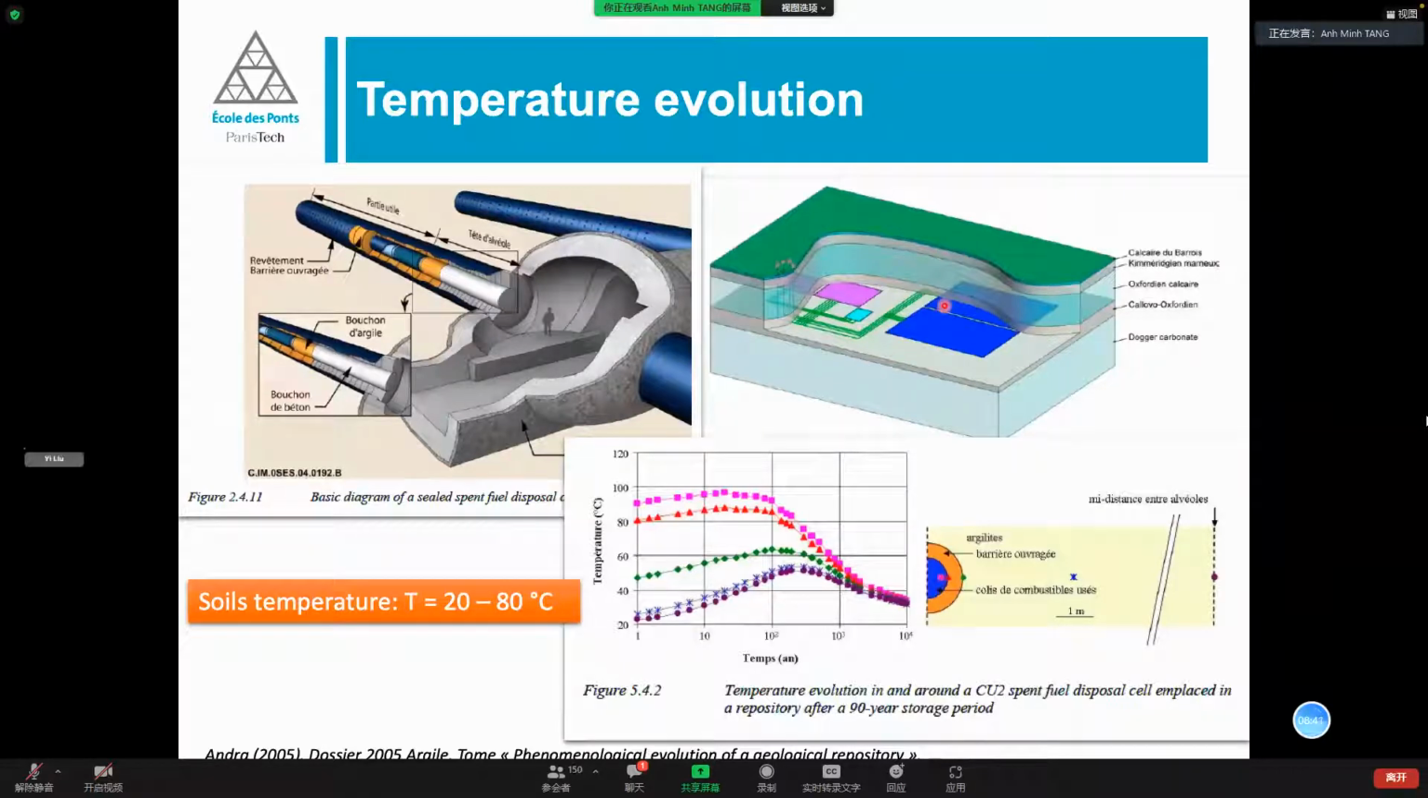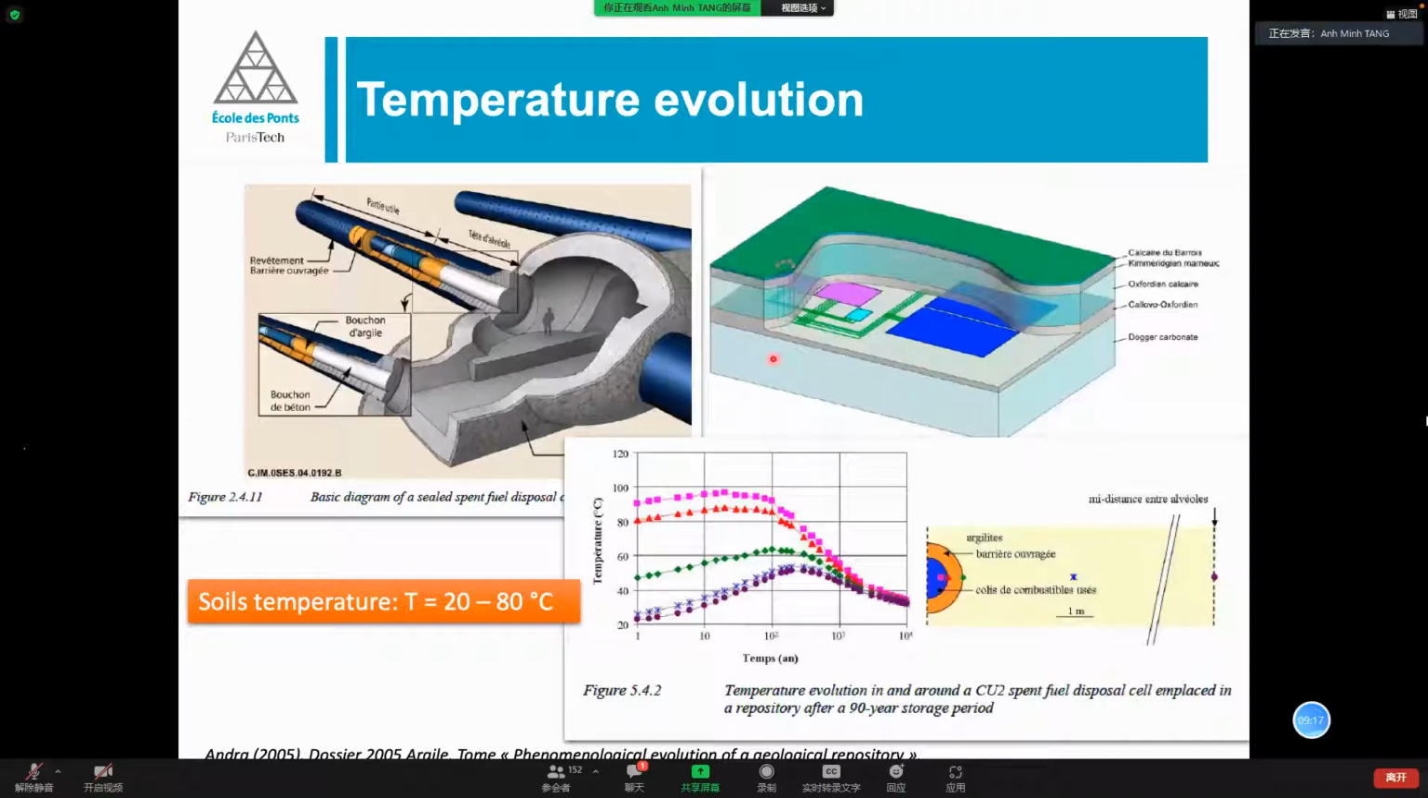The idea is that in France, but also in other countries in Europe, and also I think in China, people are looking at how to store the radioactive waste in the ground. The concept in France is that we choose a site where you have a layer of 200 meters thick of clay, called Callovo-Oxfordian argillite. This layer is situated at around 500 meters depth below the ground.